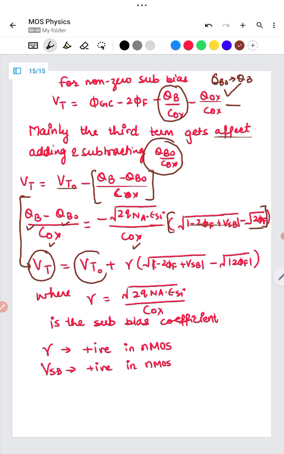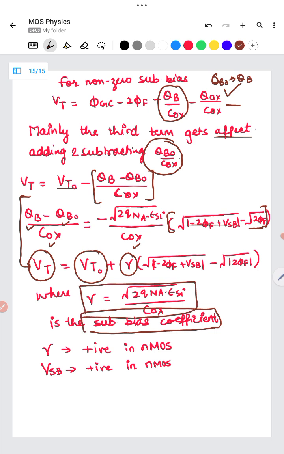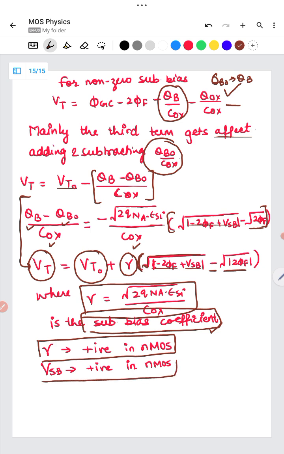It is Vt naught, without the substrate body bias, plus gamma, which is the substrate bias coefficient. The value of gamma is the square root of 2q Na epsilon Si divided by Cox, multiplied by the bracket: square root of (minus 2 phi F plus VSB) minus square root of (minus 2 phi F), where gamma is the substrate body coefficient. Gamma is always positive in case of an n MOSFET, and VSB is also positive in case of an n MOSFET. So this was all about today's lecture. Thank you.